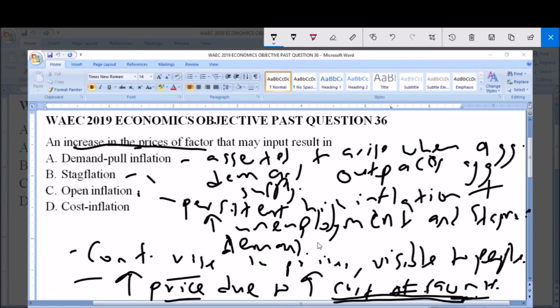Therefore, it is the closest that concerns increase in price of factor, and the correct answer is D, cost inflation.